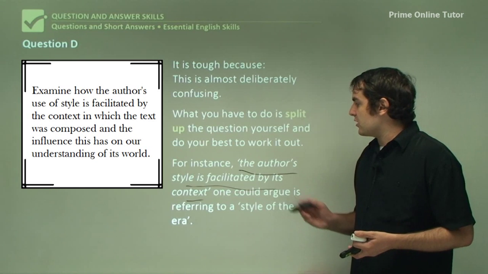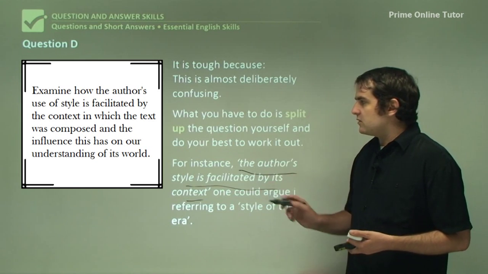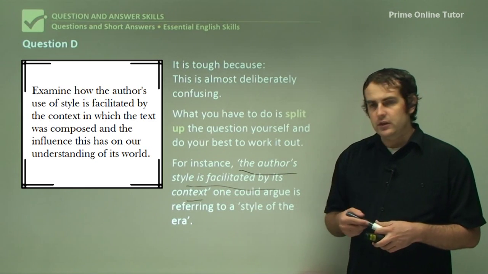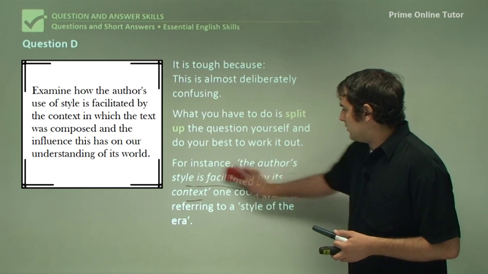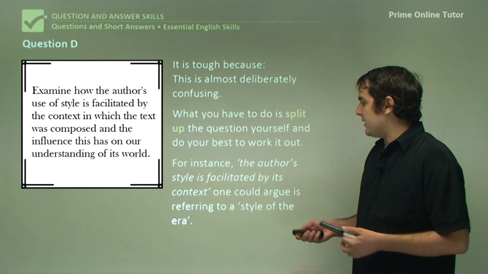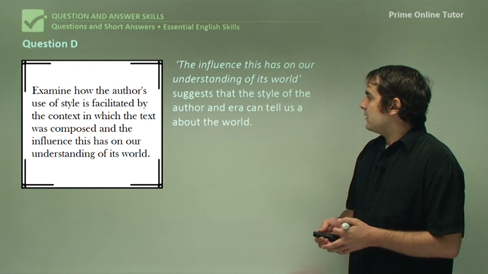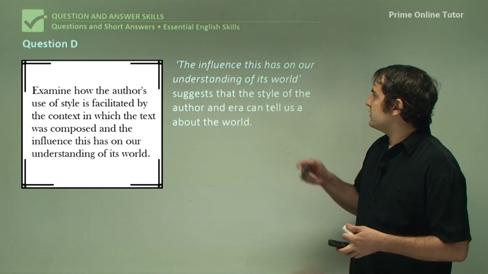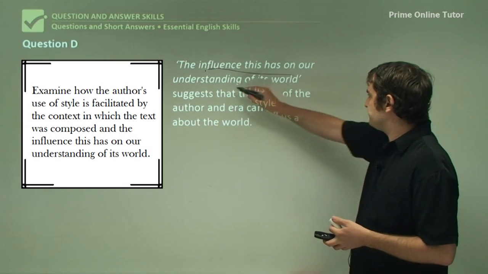So there's no strict structure. So the context is probably referring to an older text if you're looking at it this way. All right, let's move on to the second part. And the second part basically refers to this: the influence. Okay, so the influence this has on our understanding of its world.